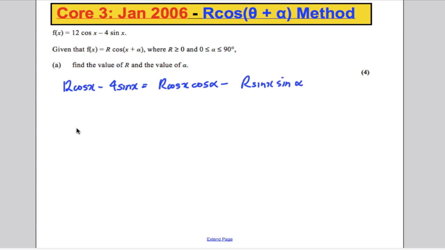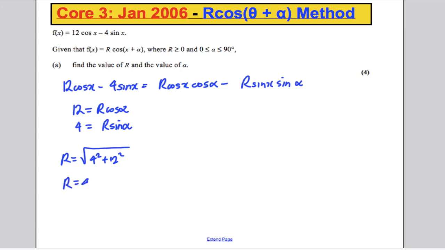By the same methods we've done previously, we can therefore state that 12 must be R cos alpha, and we can state that 4 must be R sin alpha. So we can state that R is the square root of 4 squared plus 12 squared. So R is the square root of 16 plus 144, which is 4 root 10. If you type that in your calculator, you get 4 root 10.